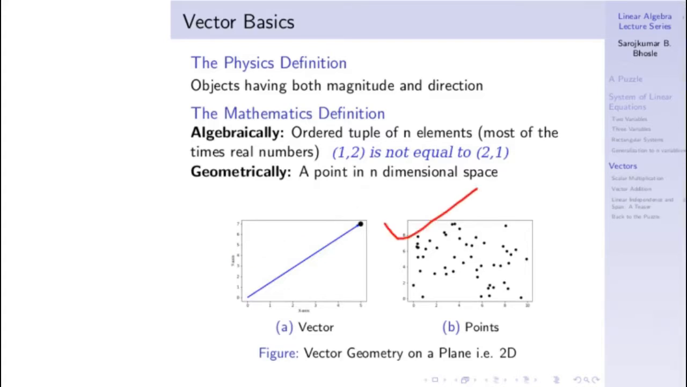This is an uncommon representation of a vector. So every point in 2 dimensions is a vector, and this is very important to appreciate. It is very important to understand this.